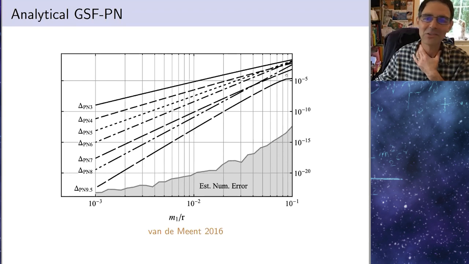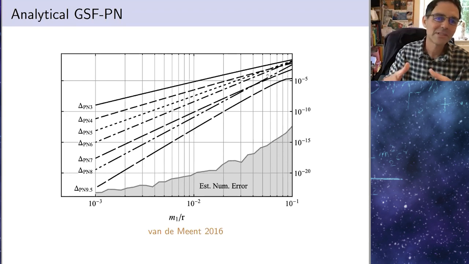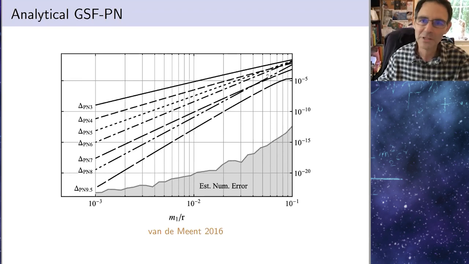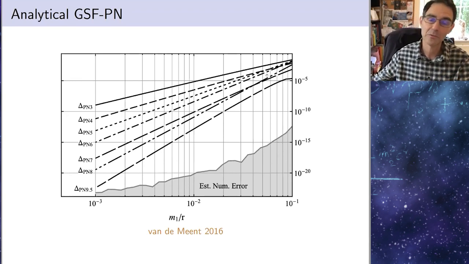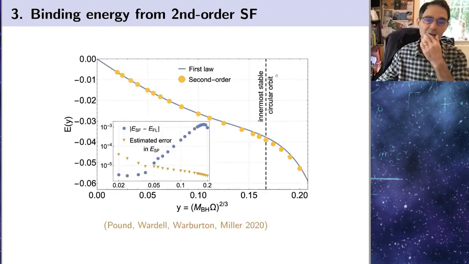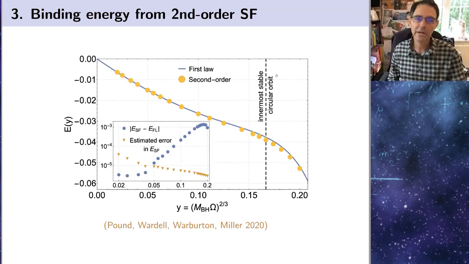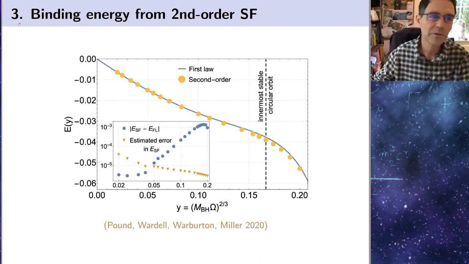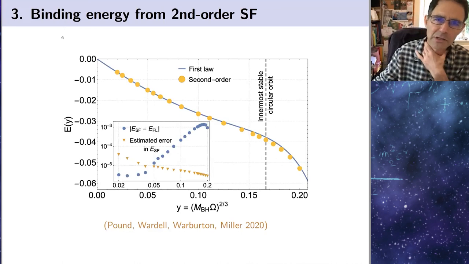So with bound orbits, it's hard to get below the ISCO, and you do want to go below the ISCO to the really strong field. And that you can do with energy. And as I mentioned before, the paper mentioned that possibility of using second order binding energy. Again, a very remote prospect back then.